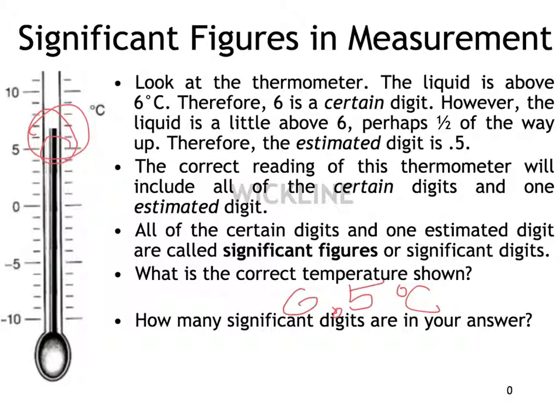And that is going to be 2 significant digits in my answer, because significant digits on this slide are all the certain digits plus 1 estimated. So here's my certain, there's my estimated, so that means that I have 2 significant digits.